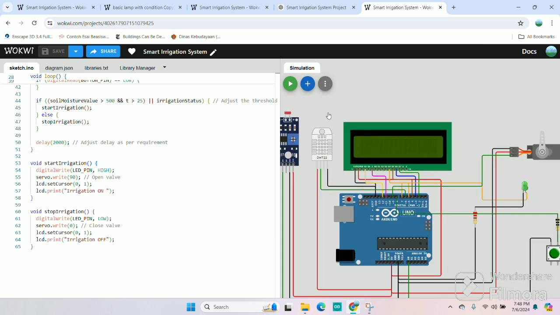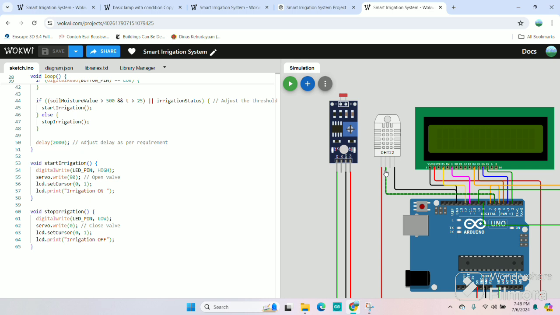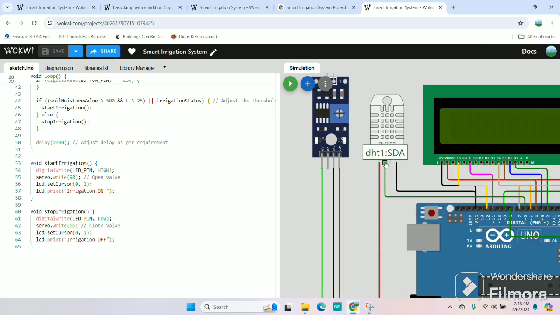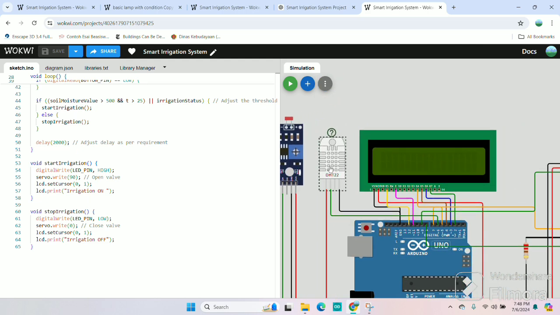And then as the input for the system, I have this moisture sensor, the DHT22. The sensor sends the data via the SDA pin to pin number 6. Then this sensor records the temperature and the humidity of the air surrounding the plant.